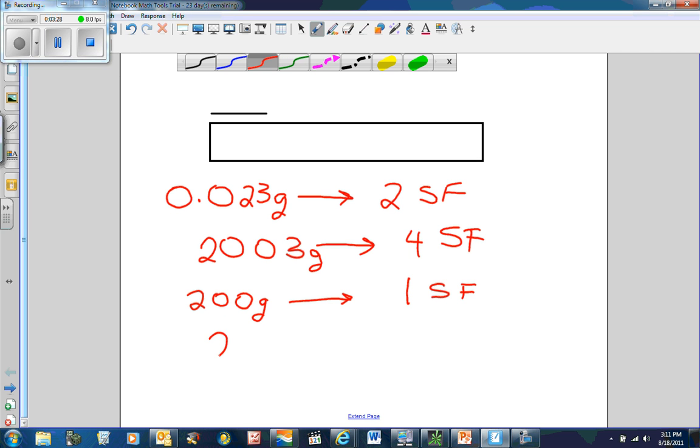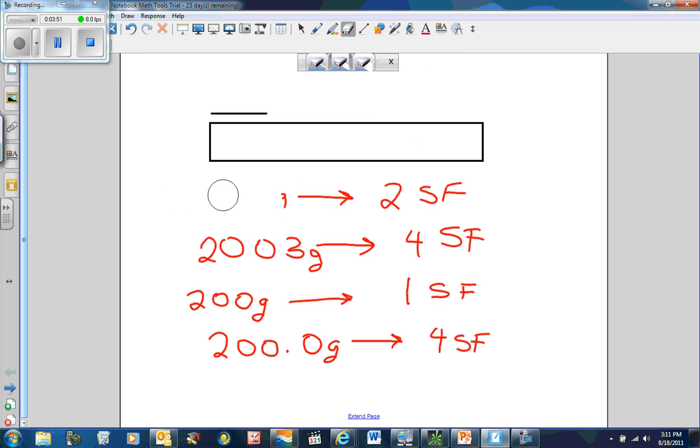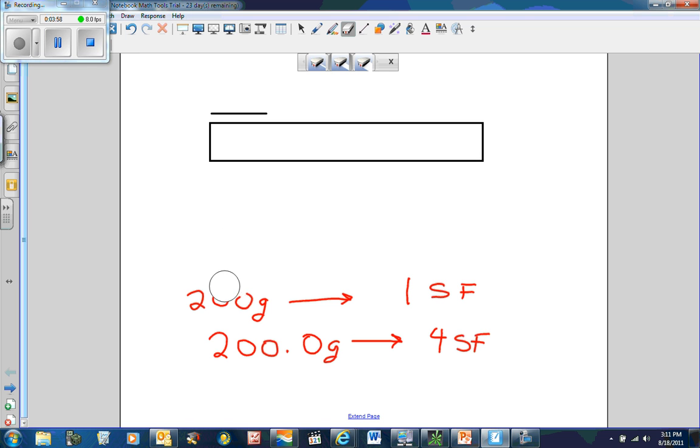What I mean by that, if I had 200.0 grams, then how many significant figures would I have there? If you said 4 significant figures, you are correct. All right, so one more thing we need to do. Let me erase this. One more thing we need to do is we need to learn how to add, subtract, multiply, and divide by a significant figure. So I'm going to do two examples for you that'll hopefully help.